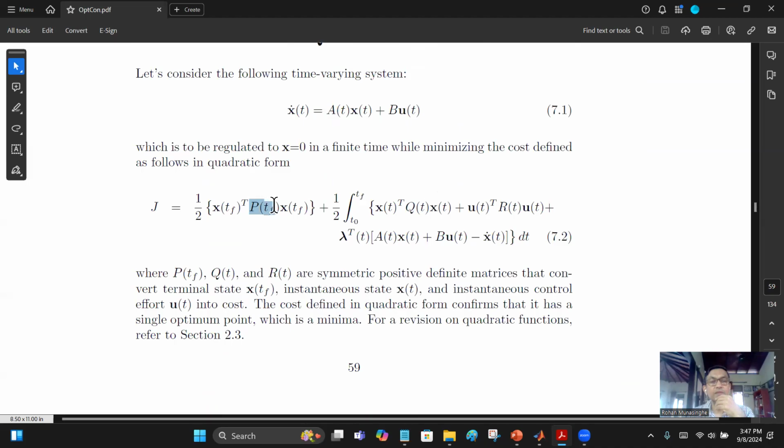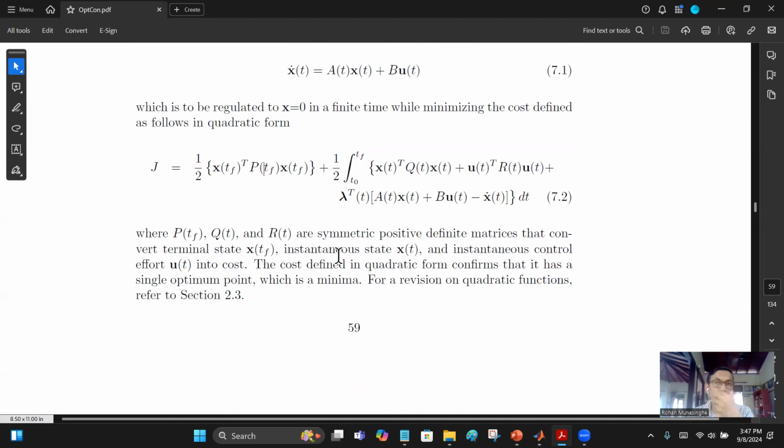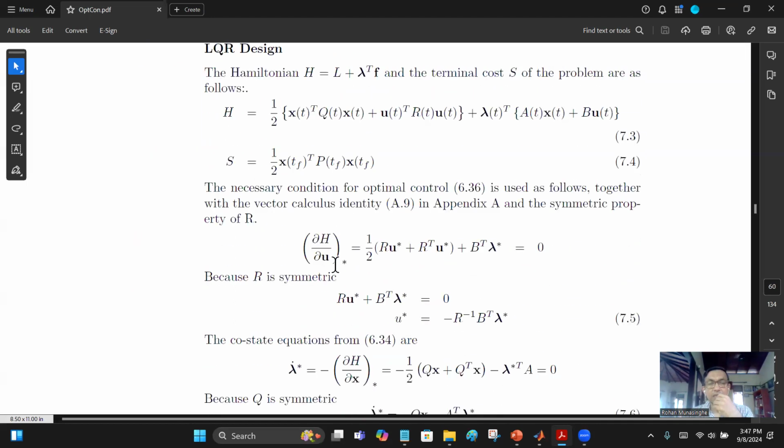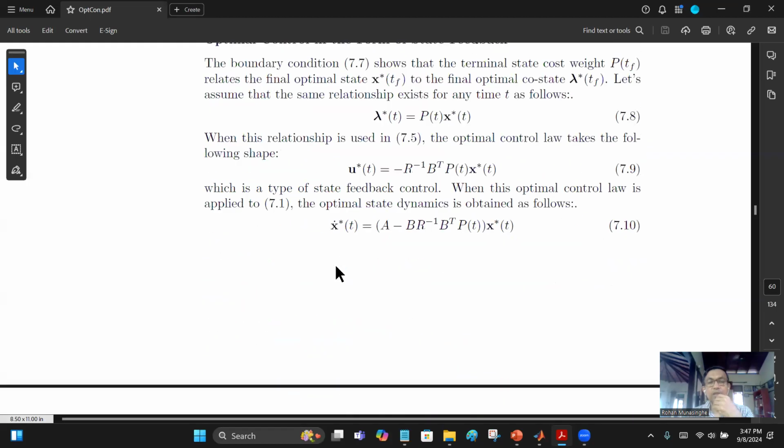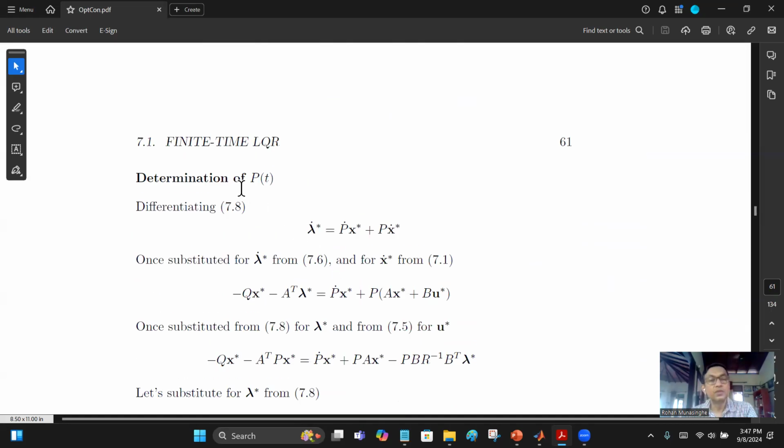If you go back, you can see here, this is P(T_f), the final cost. You can give that, but all of the other costs, you don't know. How can you do that? Without that, it's not complete, right? So for that, what we do is this. To determine P(t) is the issue now. For every t, you have to determine P.